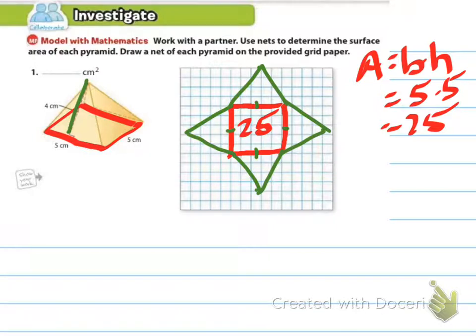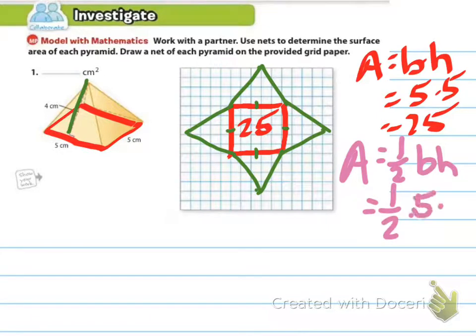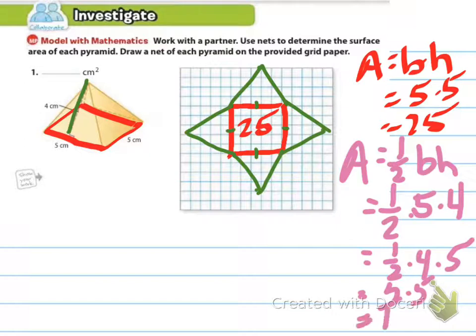All right, and then the area of a triangle is 1/2 base times height. So 1/2, the base is 5, the height is 4. Remember that you can change the order here, or you can do 5 times 4 first and then take 1/2 of that. It's up to you. I would change the order and do 1/2 of 4 times 5. So 2 times 5 is 10. Either way, you're going to get 10. So each of these triangles is 10, so I'm going to label each of them.